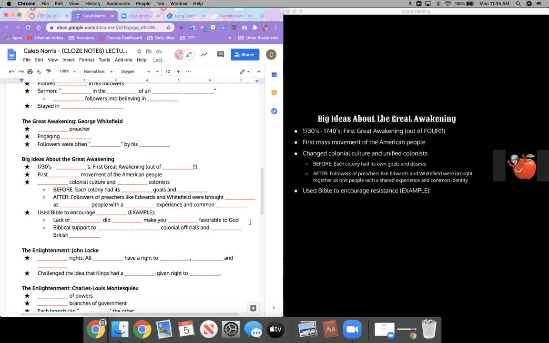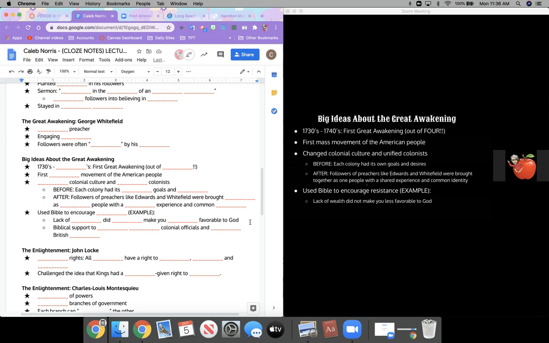And what these preachers did was they used the Bible, they used scripture to encourage the colonists to resist the things that were going on around them. So here's an example. In the Bible, one of the scriptures teaches you that if you are not wealthy, if you don't have money, that doesn't matter to God. Okay. You're no less favorable to God just because you're not a wealthy person.